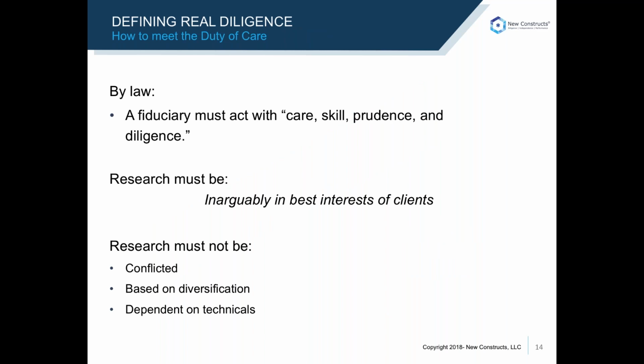And so we'll go to the law. A fiduciary must act with care, skill, prudence, and diligence. What does diligence mean? What does care, skill mean? Well, I think, and we've petitioned the SEC and the DOL to be more clear about this, it simply means the research must be inarguably in the best interest of clients, which means it must not be at risk of conflict or based on diversification or entirely dependent on fundamentals.